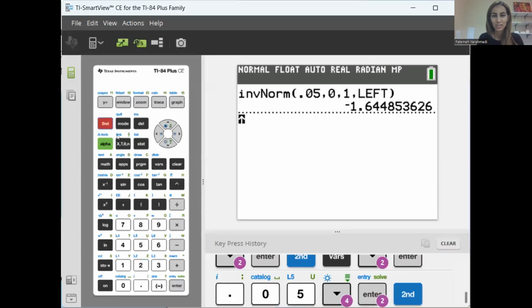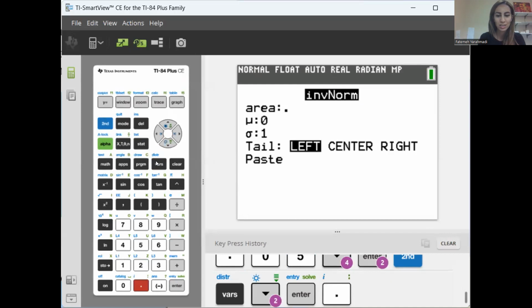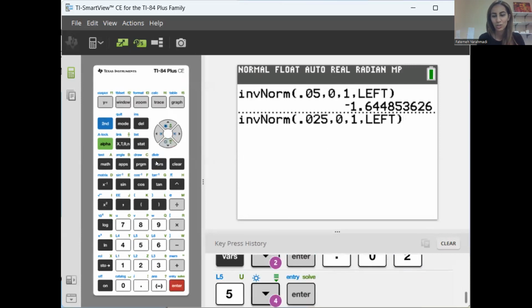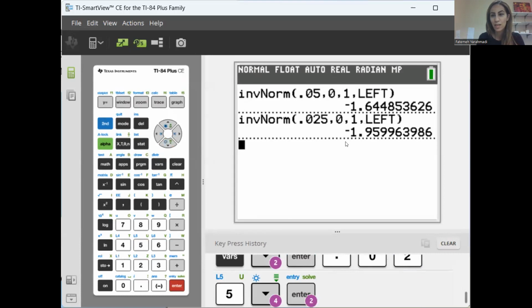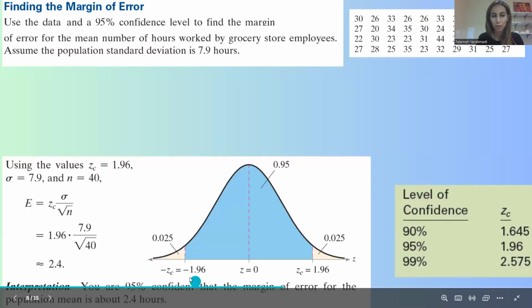If you use your calculator, second vars, and find inverse norm, the area is 0.025. Mean is 0, standard deviation is 1. It's on the left-hand side. And once you calculate, it gives you negative 1.9599. This is the Z value on the left. On the right, it is a positive number. Take a look. Negative 1.96 and 1.96. We need to have a positive value. The positive value is used in the formula.